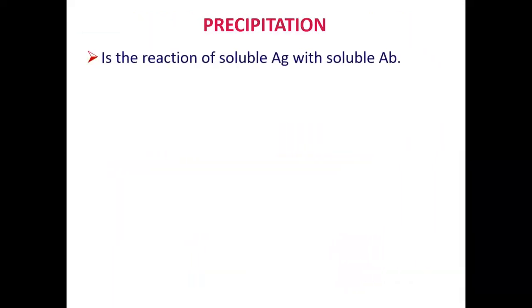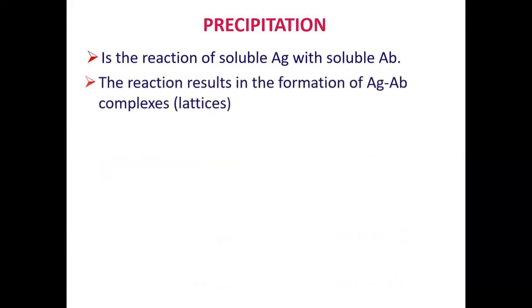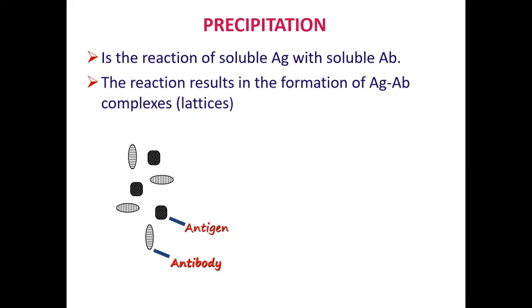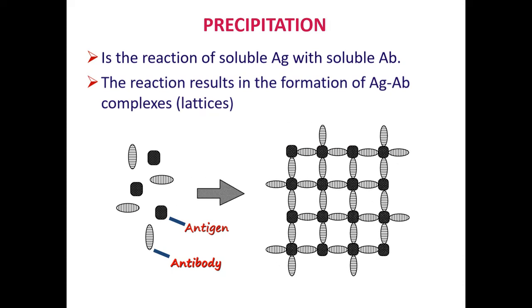In precipitation, there is the reaction of a soluble antigen with a soluble antibody. The reaction results in the formation of antigen-antibody complexes. Like this one, you can see this is the antigen that the body gets, like when you get a bee sting, and the antibodies are what the body produces. Can you see that they are mingling in your body? And then what happens? You can see that there is a precipitate. They are held together and then they precipitate in the body.